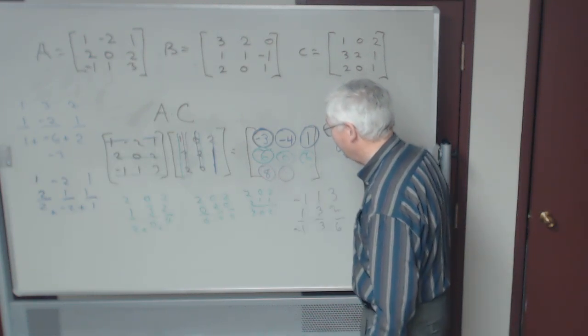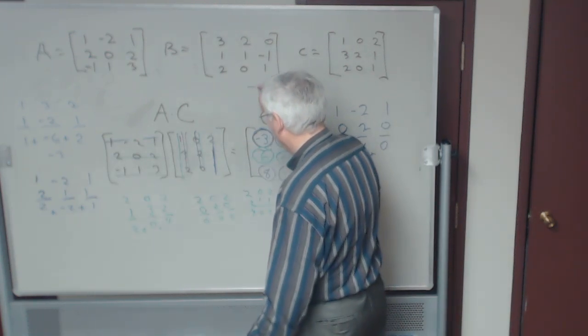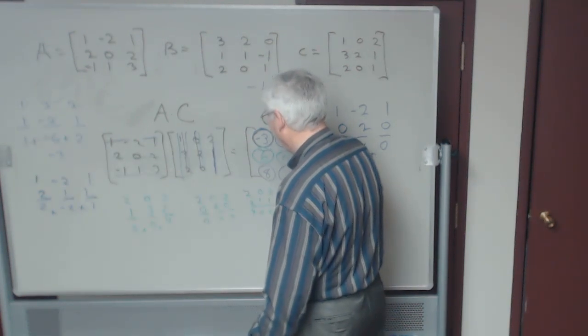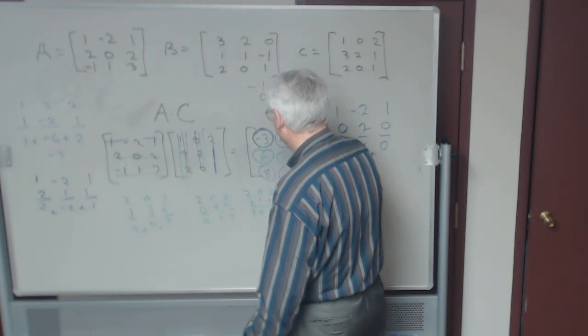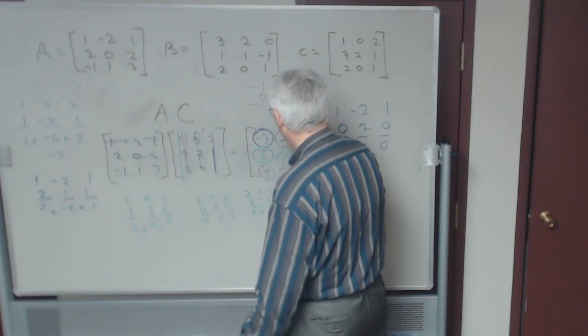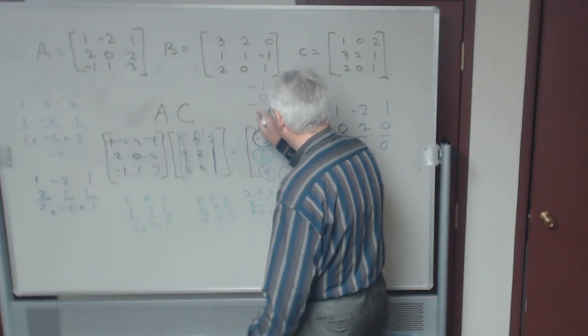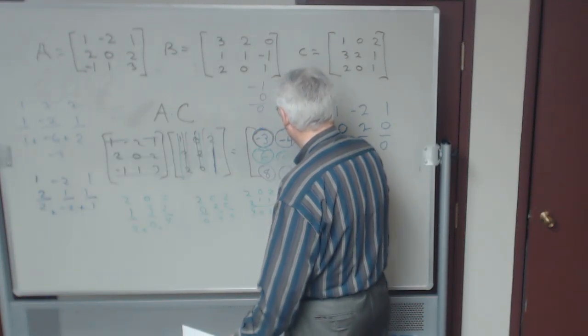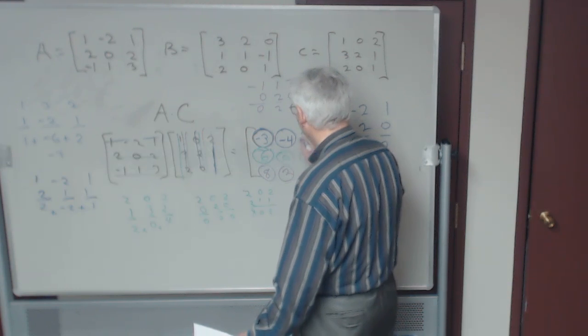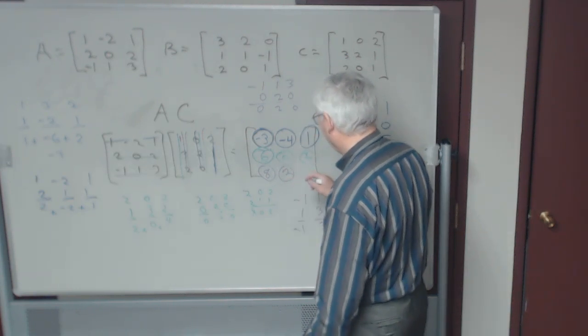What's this one? -1, 1, and 3. Second row, 0, 2, 0. Multiply. No, let's leave those spaces in there. 0, 2, 0. So that's 2. We only have one more to do.